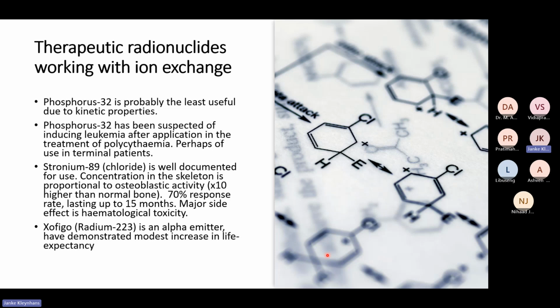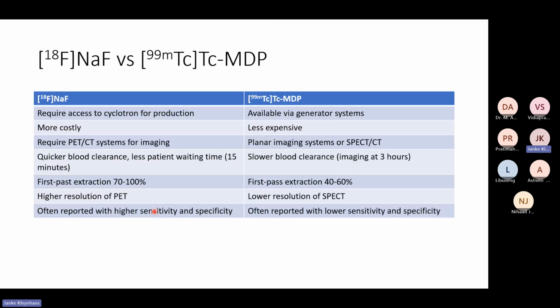Strontium-89 is much more widely used and accepted and registered. And sometimes the pain relief is lasting up to 15 months. It does have a bit more side effect of hematological toxicity. And then, of course, Xofigo is the alpha emitter with the modest increase in life expectancy demonstrated.